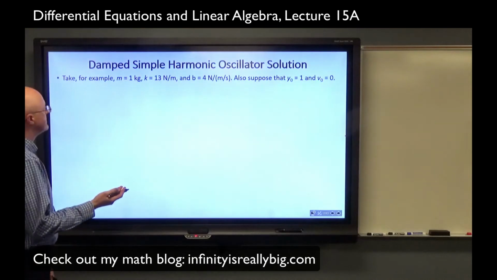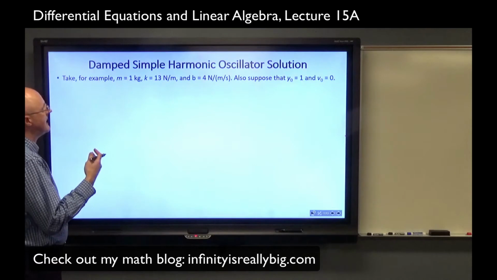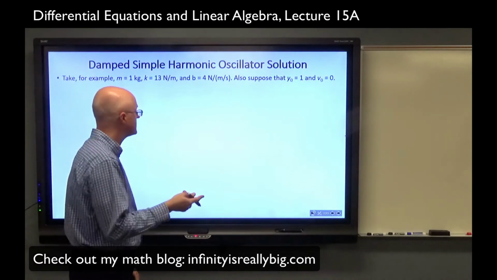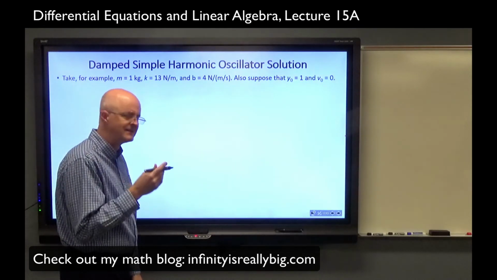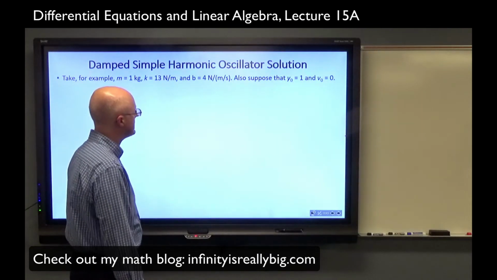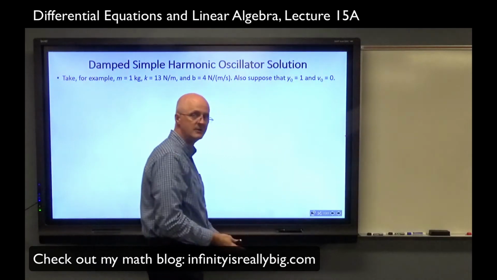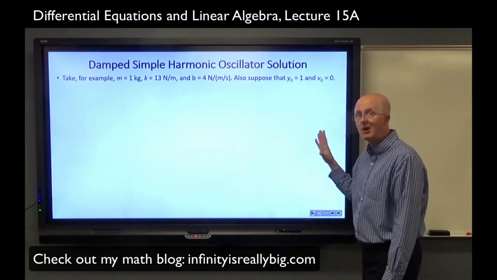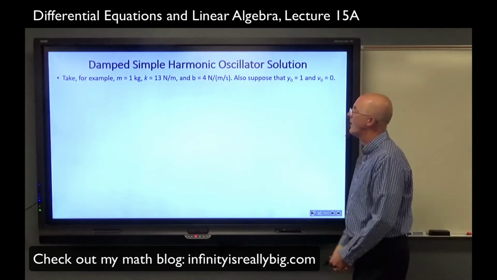Let's take the mass to be 1 kilogram. Let's take K to be 13 newtons per meter. And let's take B, negative B is the constant of proportionality for the friction, to be 4 newtons per meter per second. It's because that is proportional to the velocity, is why the units are the way they are. Let's also suppose the initial position is 1 meter and the initial velocity is 0 meters per second. So I've grabbed that mass, I've pulled it a meter to the right, and now I'm going to let it go from rest. Assuming it doesn't hit the wall, make sure the wall is far enough away, what will the motion be?